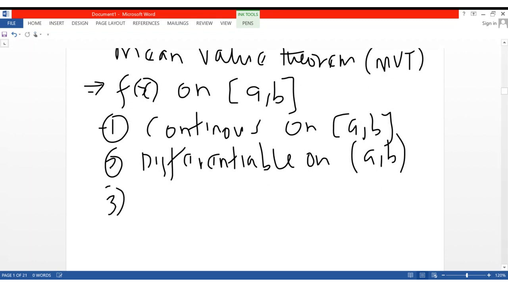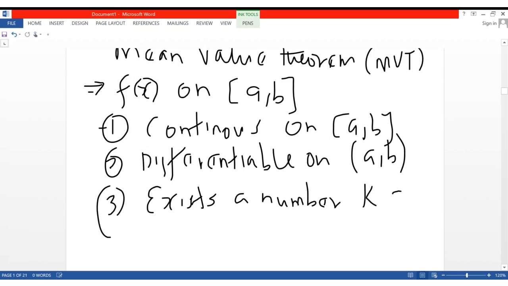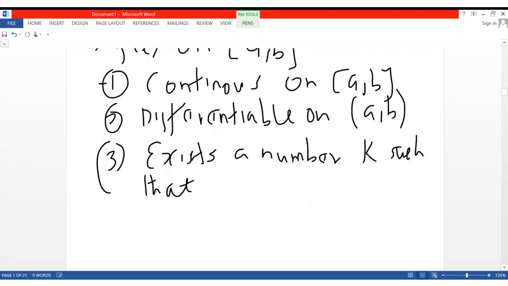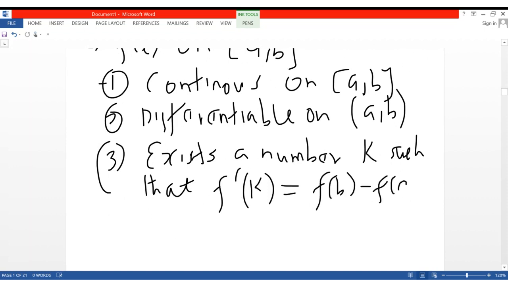there exists a number k. You can use any letter, but we normally use k. There exists a number k such that f prime of k is given by f of b minus f of a all over b minus a.